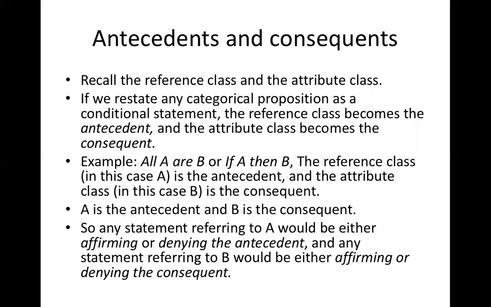When you convert it to a conditional statement, the first part of the sentence, the part that starts with "if," is the antecedent. The second part of the sentence, the part that starts with "then," is the consequent. So any statement referring to A will be either affirming or denying the antecedent. If you say, for instance, X is an A, that is a statement that affirms the antecedent. And any statement referring to B will be either affirming or denying the consequent.